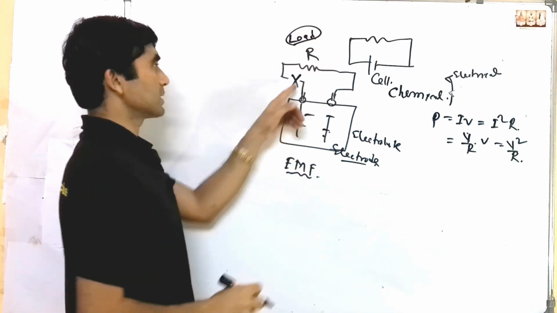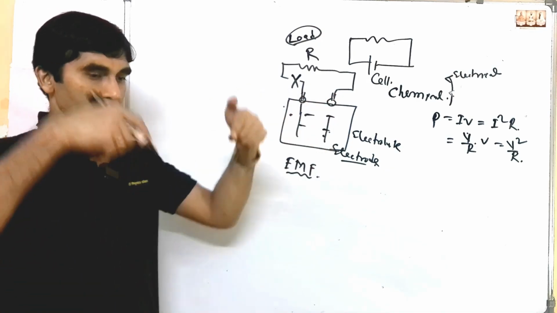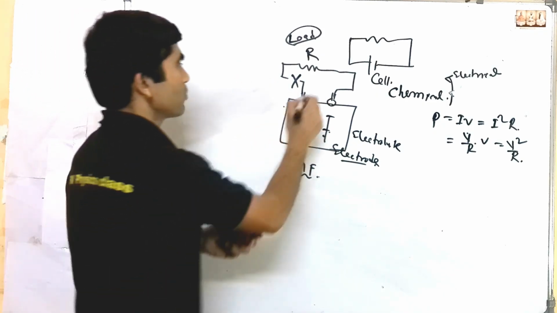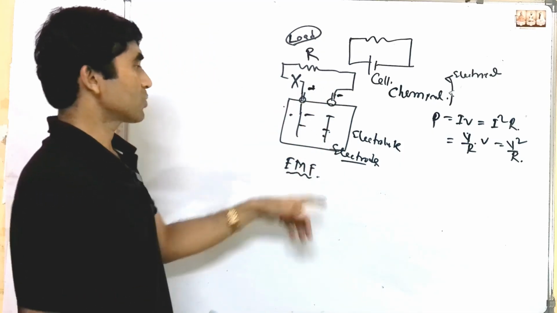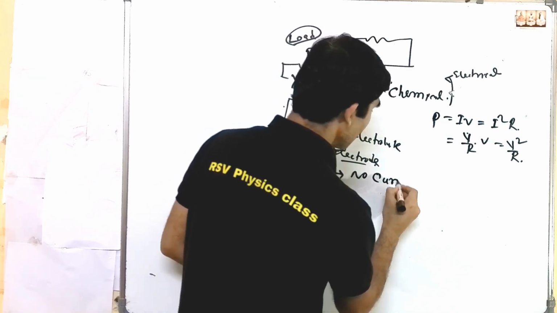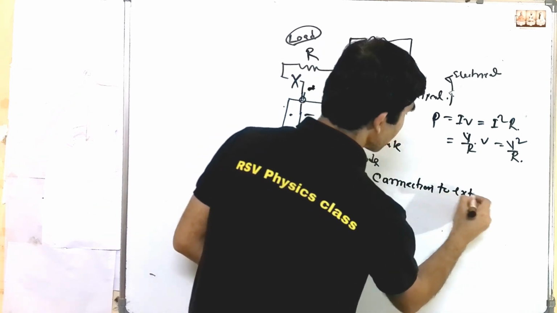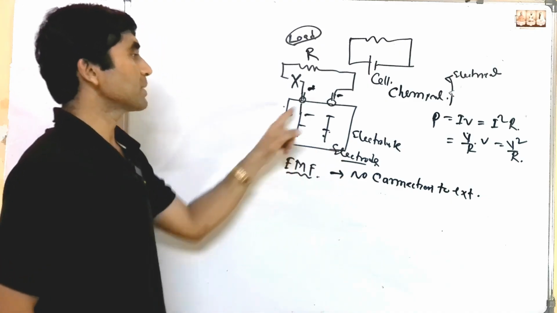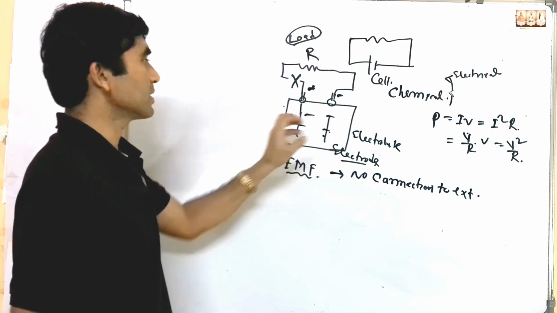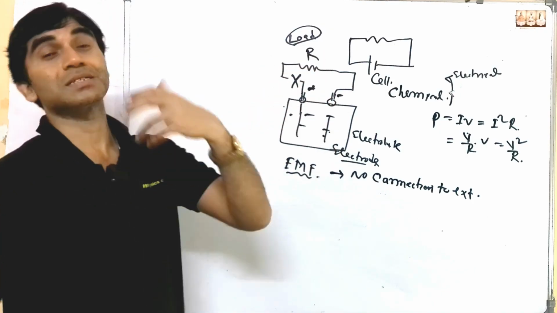It is not connected to any external resistance. Then the voltage between this portion, if you put your voltmeter across these two ports, positive and negative, this voltage is called EMF when there is no connection to an external circuit. So EMF is basically electrochemical energy, the driving force behind the generation of current electricity.